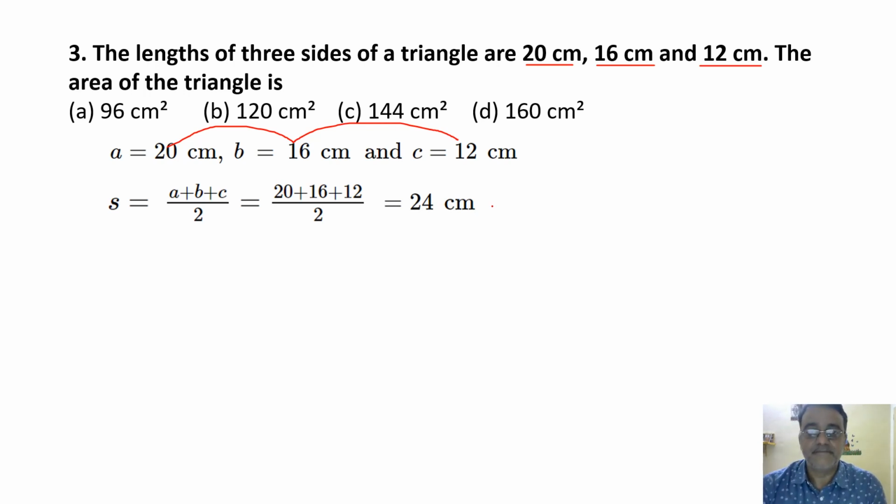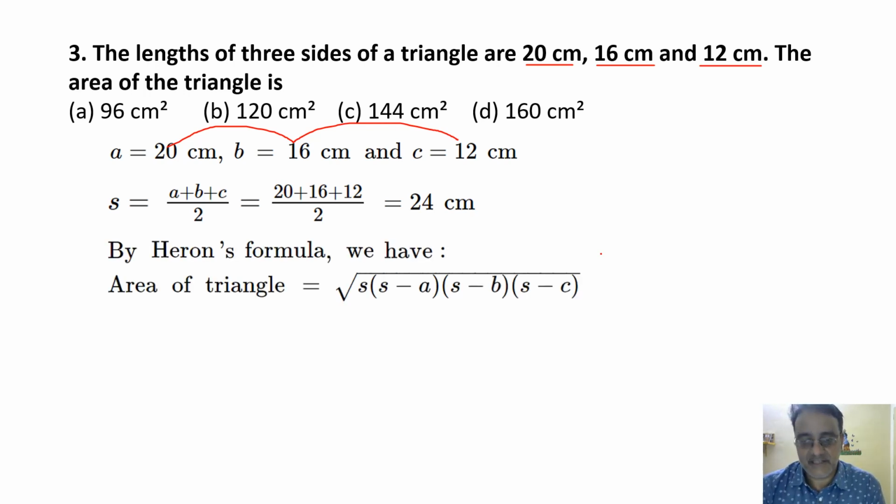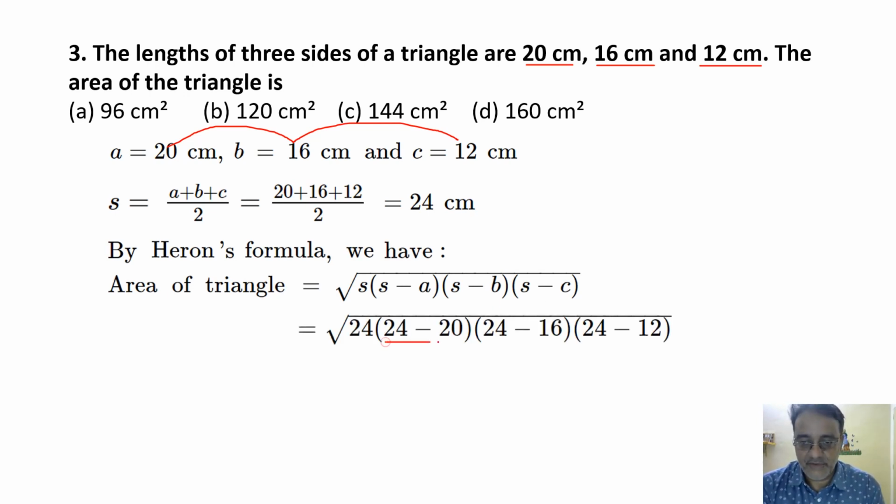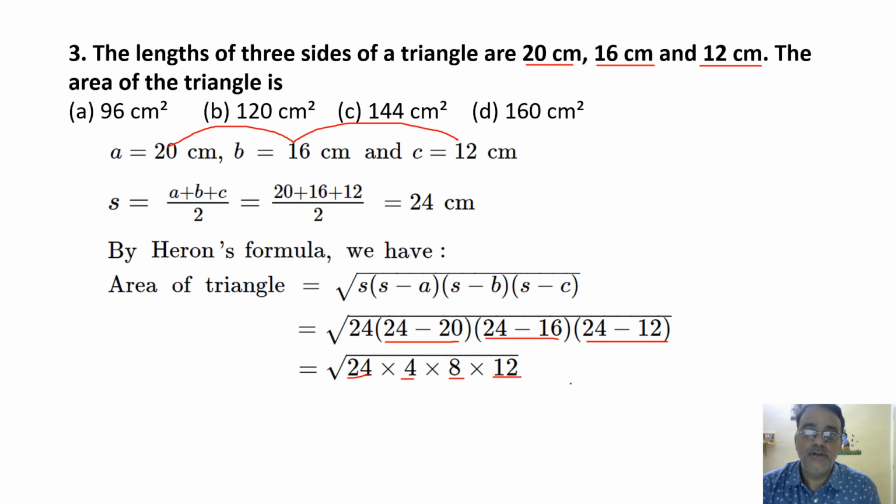Now we will write Heron's formula. What is Heron's formula? Root over S into S minus A into S minus B into S minus C. Very good. Now we'll substitute all the values as S, A, B, C. So see, 24 into 4 into 8 into 12 we are going to get. Okay. So 24 को हम लोग 6 into 4 लिख सकते हैं. 4 को ऐसे रखेंगे. And 8 we can write 4 into 2 and this we can write 2 into 6. और ये दोनों together 8 into 12 we can write 4 into 4 into 6.